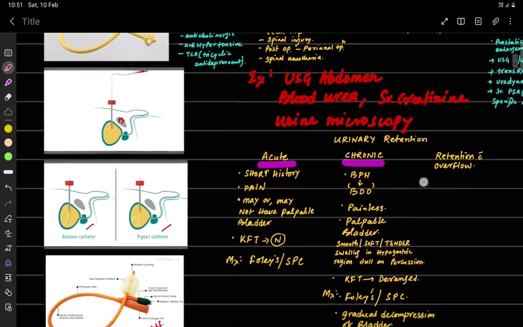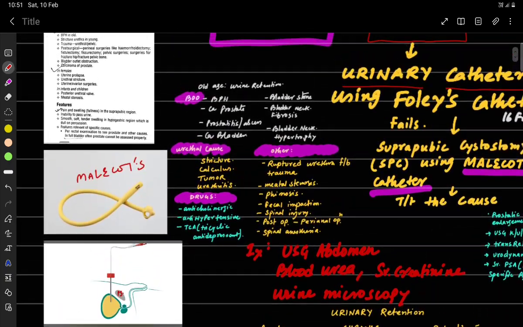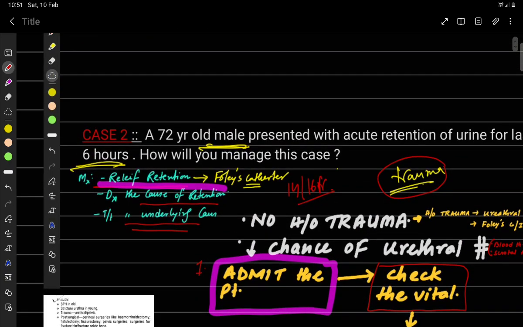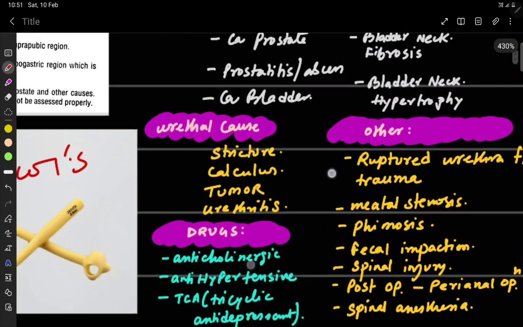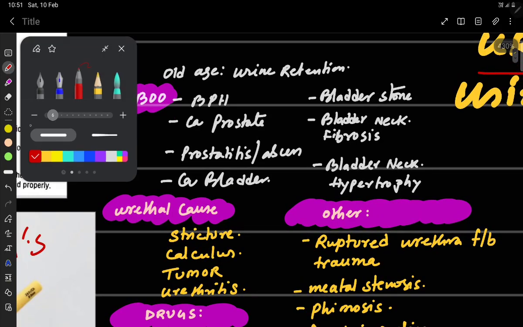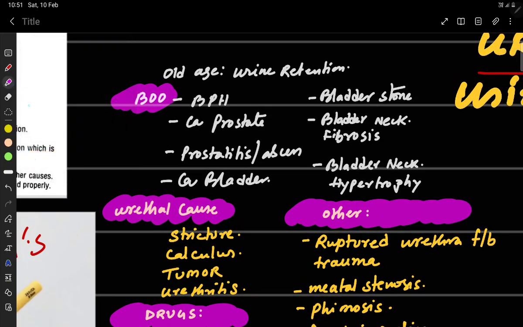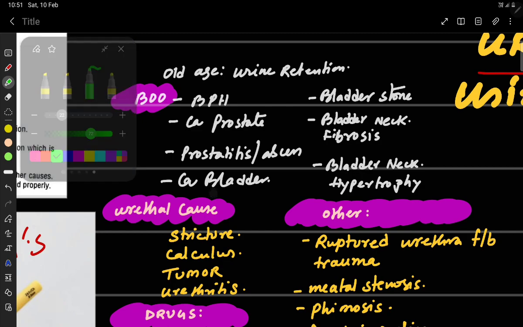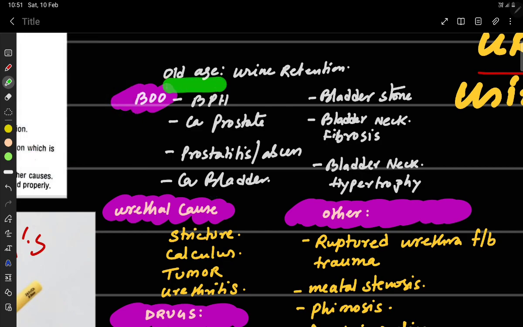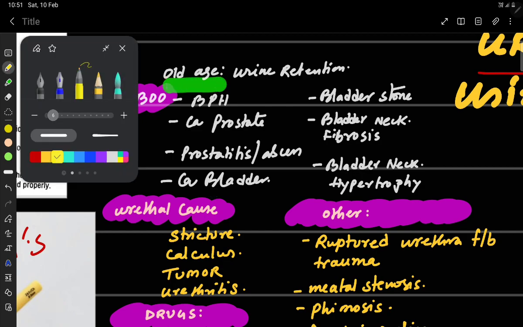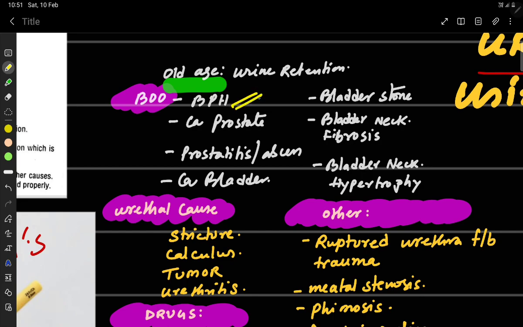So what are the causes of retention of urine in this very old age person? At this age, what are the causes of urine retention? This is a possible viva question. In this old age person, there may be BPH.